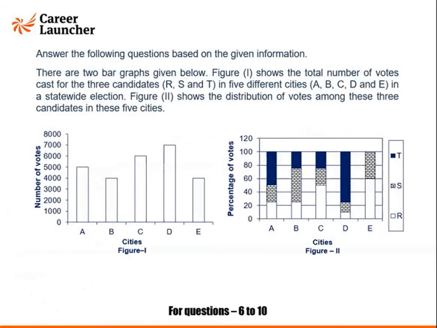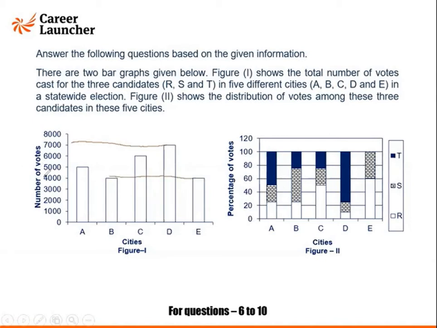Now let's move to question set 2. That is about a bar graph. In this part, we are given the number of votes for different cities and the percentage of votes that everyone has got in each particular part. Let me form a table and then we'll start discussing the questions. So we have A, B, C, D and E. These are the cities and the votes in the first city are 5,000. Second city, the votes are 4,000. Then it's 6,000. Then it's 7,000. Then it's 4,000 once again.